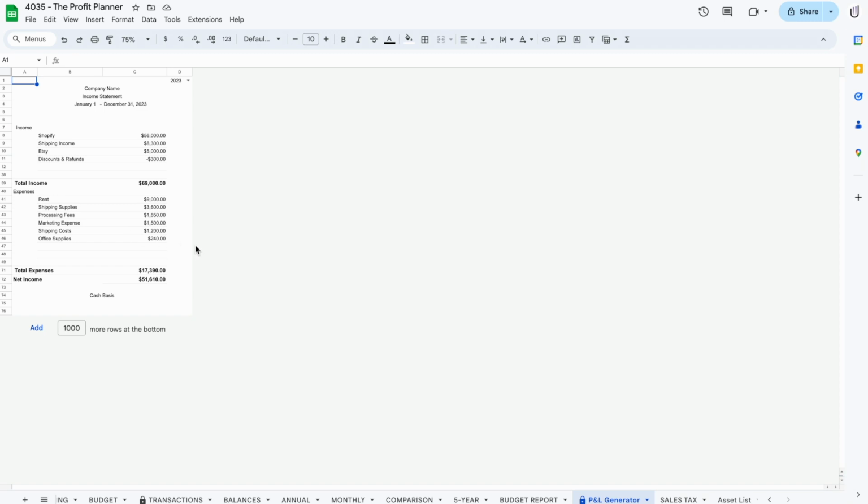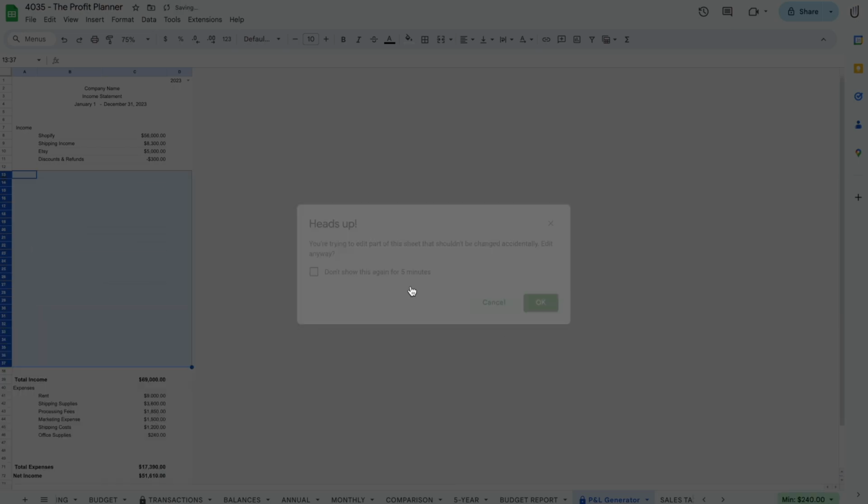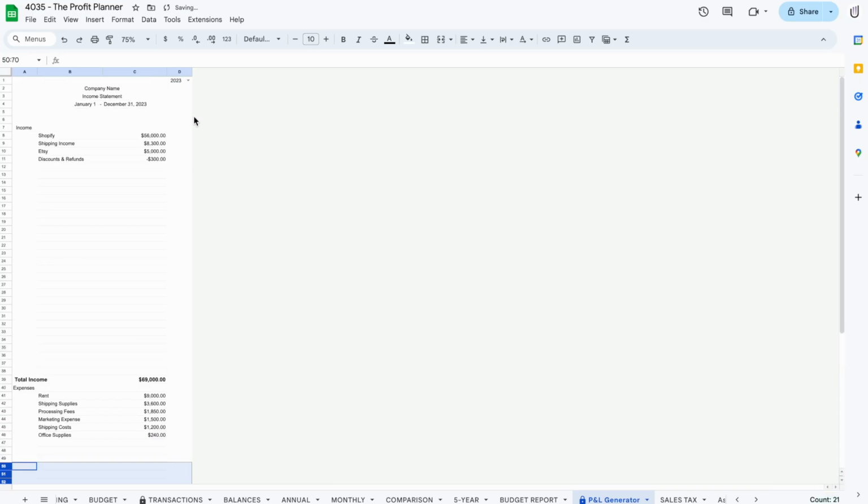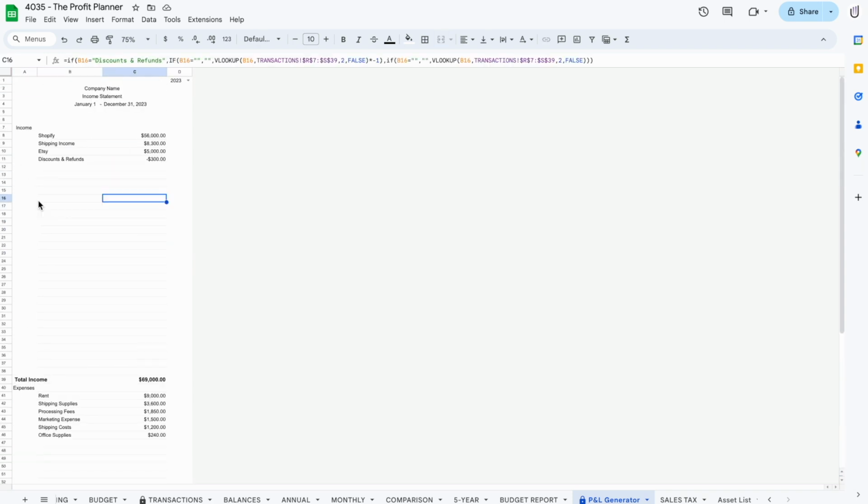Okay, and then you're going to have the profit and loss generator. The profit and loss generator is going to be the profit and loss that you are going to export and provide to your tax professional at the end of the year to file your taxes. So all you'll need to do here is choose the year that you would like to pull the profit and loss statement for. That's going to change the date here. You will need to enter the name of your company up top. And then all you'll need to do is export the statement.